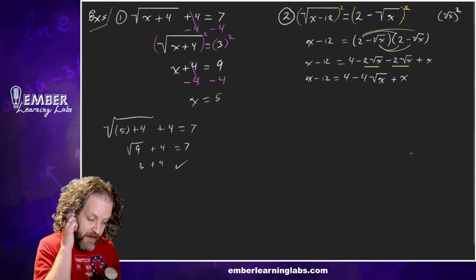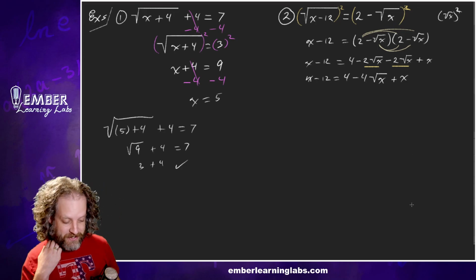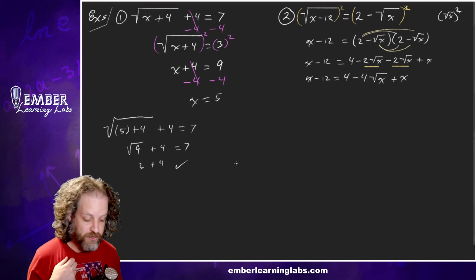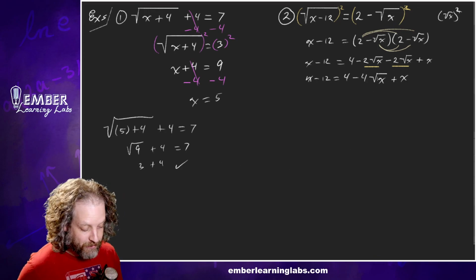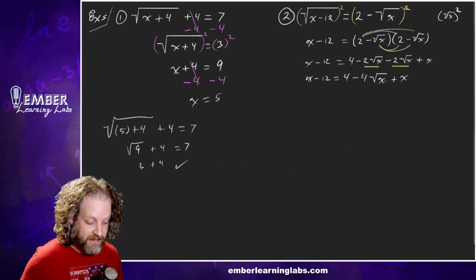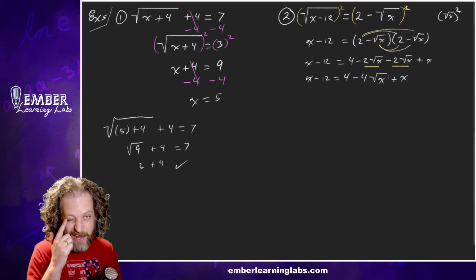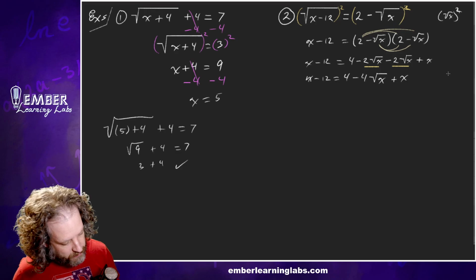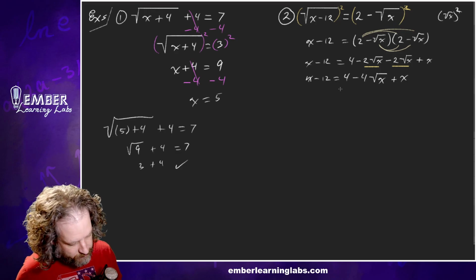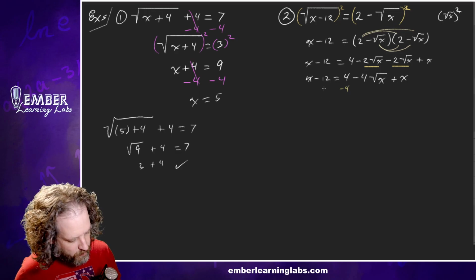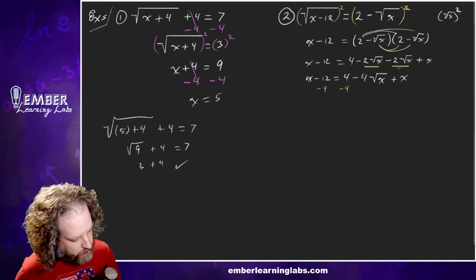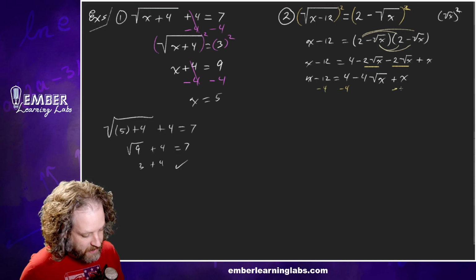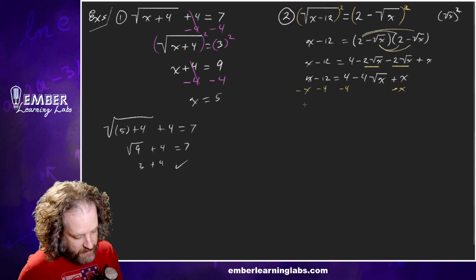So what do we need to do now? Well, we're kind of to where we were over here, sort of. We've got a single radical, so we can isolate it and then square both sides. So that's what we're going to do. Okay, so let's move the 4 over. Minus 4, minus 4. We'll move the x over, so minus x, minus x.